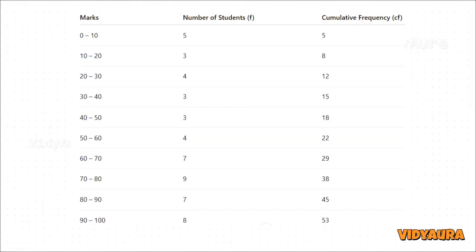All right, here's our new table with student marks. Now, to find the median in grouped data like this, the secret weapon is this third column, the cumulative frequency. It's really just a running total. It shows us how many students have scored up to the top of each range.